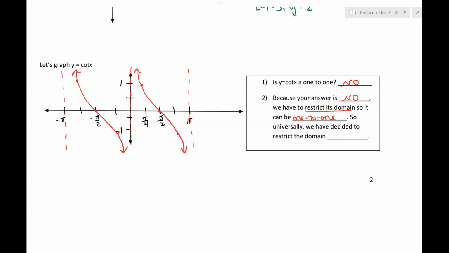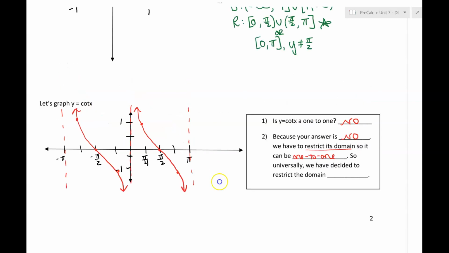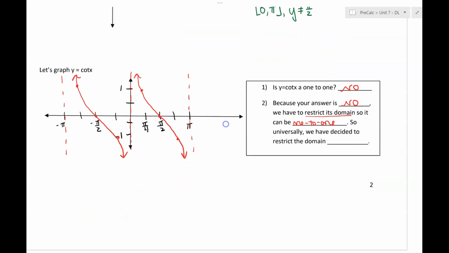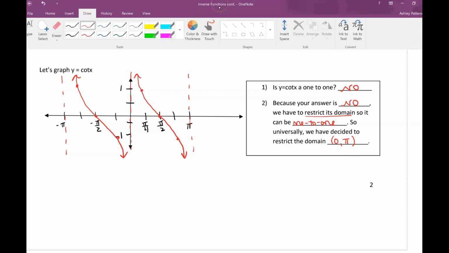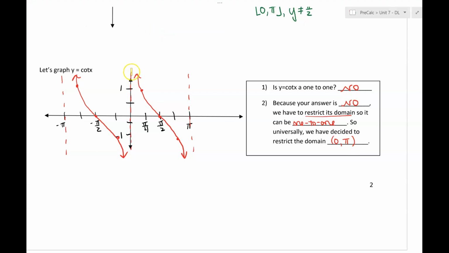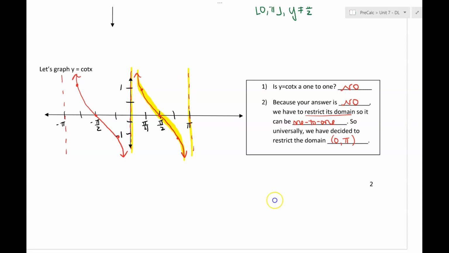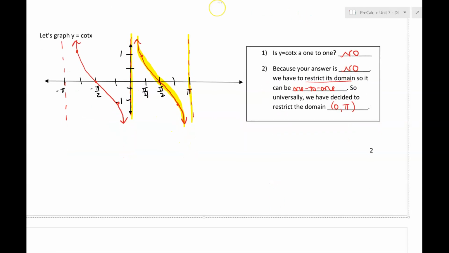Okay, now this is the one exception. We could cut it in half so that we get the tiny little pieces like that, but mathematicians chose not to. They chose to restrict it from 0 to pi, and in looking at the cotangent function, that makes sense because you have an asymptote at 0, and then if you go all the way to pi, you get that beautiful curve, and then you get another asymptote for closure. Okay, so that's what we're going to do for cotangent.